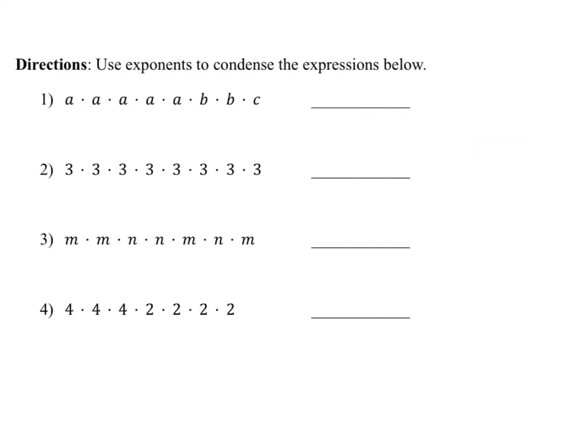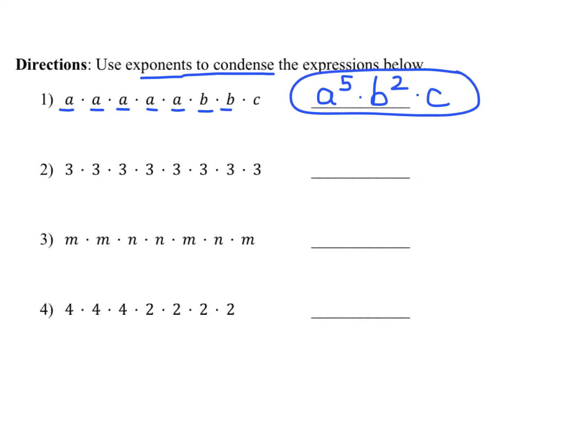Okay, side 2, we're going to use exponents to condense the expression. So you're just going to count them up. How many a's do we have? 1, 2, 3, 4, 5. We have 5 a's, so that can be condensed to a to the 5th. And then we have 2 b's, and we have a c. If you want, you could put the 1 there, or an exponent of 1 can be just left without the exponent.